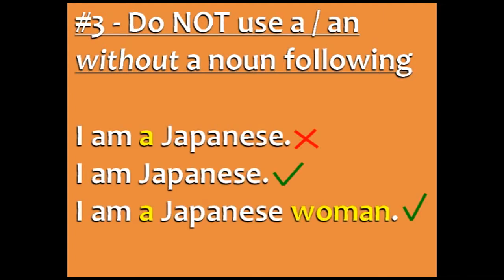For example, you can't say I am a Japanese because Japanese is an adjective and there is no noun in the sentence. Instead, you could say I am Japanese or I am a Japanese woman. In this case, it's okay to use a because there's a noun, woman, after the adjective Japanese.